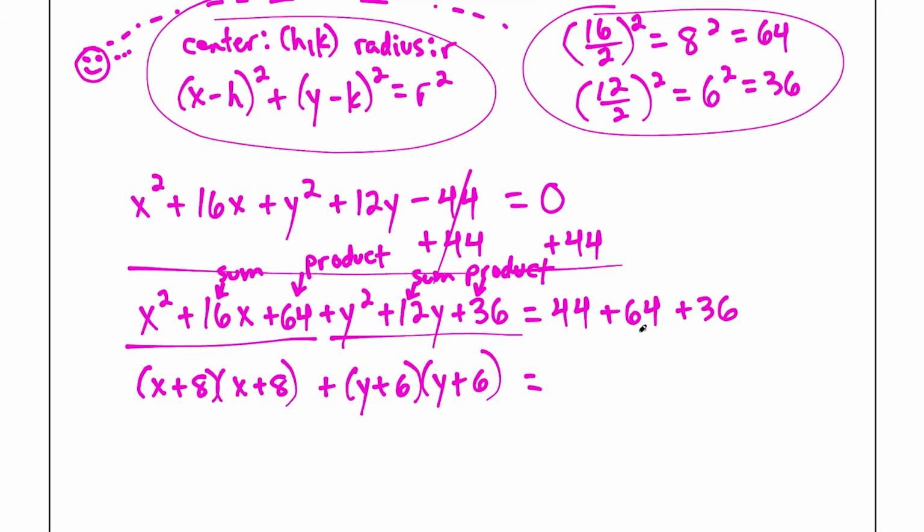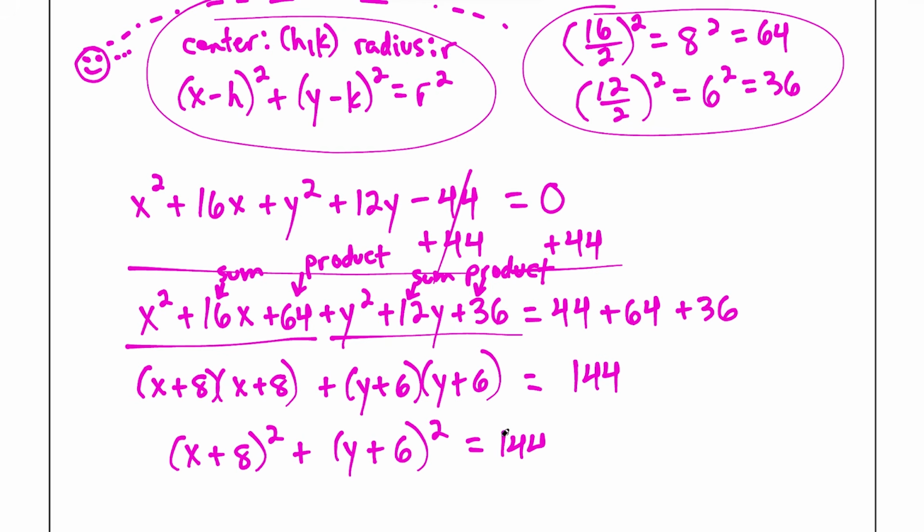And now on the right side, I have 64 plus 36 is 100, plus 44 is 144. And now I just simplify a little bit more. We have x plus 8 squared, because I'm multiplying this binomial by itself. And then I have plus y plus 6 squared. You know you did the process right for completing the square when you wind up with a matching binomial, okay?